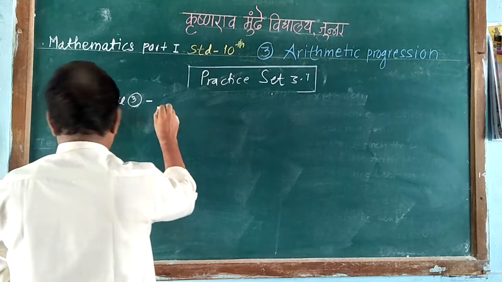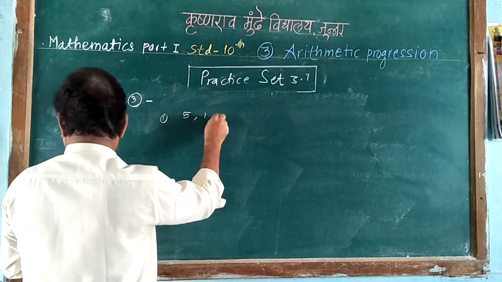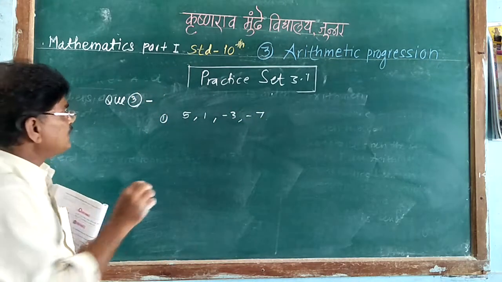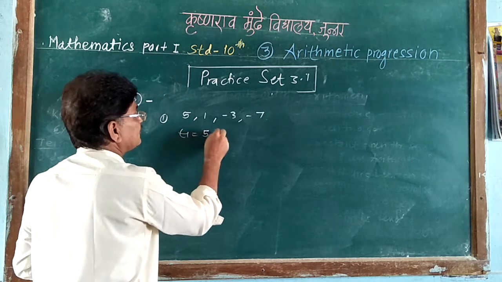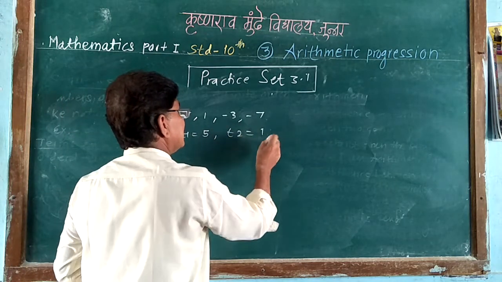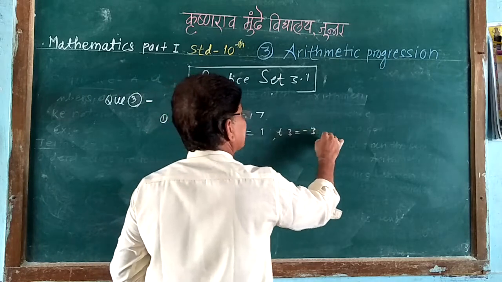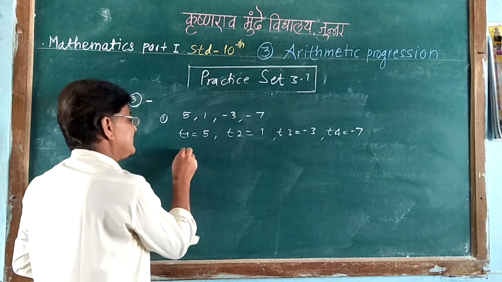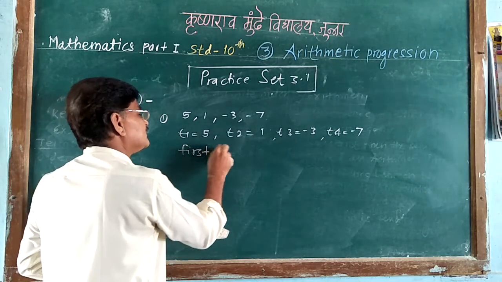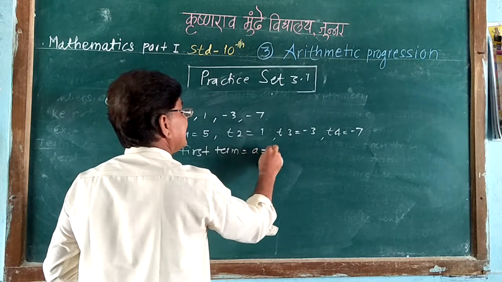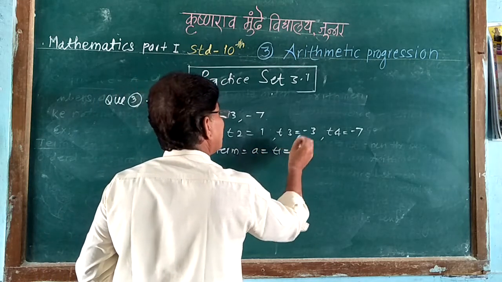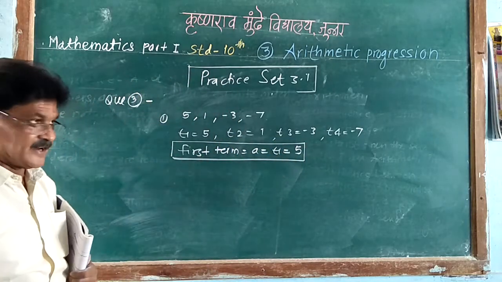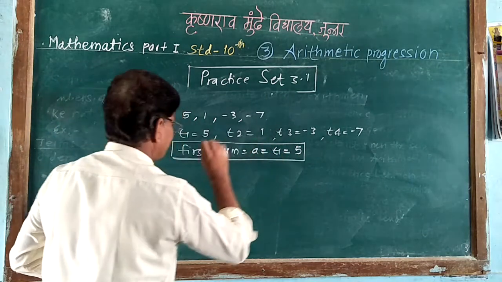First example is 5, 1, minus 3, minus 7. First we write here T1 is equal to 5, T2 is equal to 1, T3 is equal to minus 3, T4 is equal to minus 7. Then first term is denoted as A, also T1 is equal to 5. We write here first term, A is equal to 5.